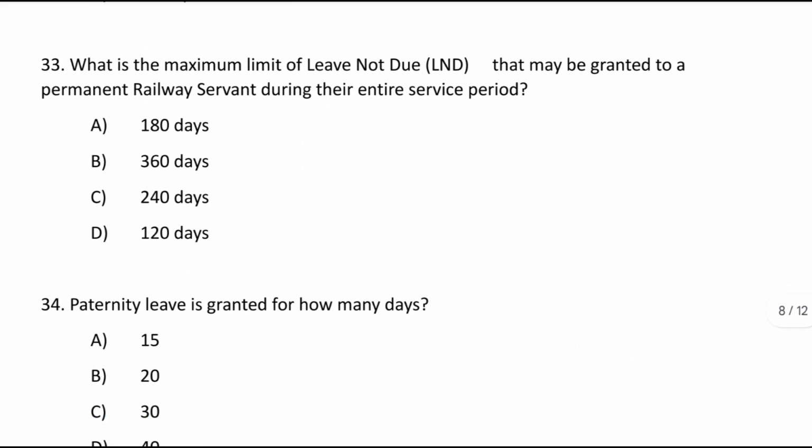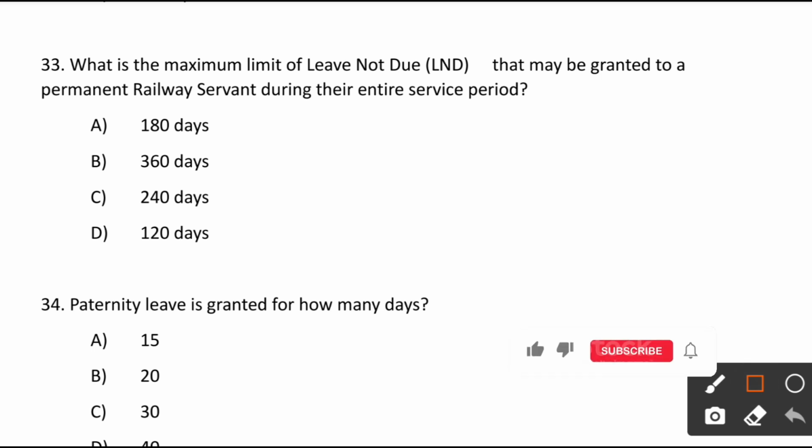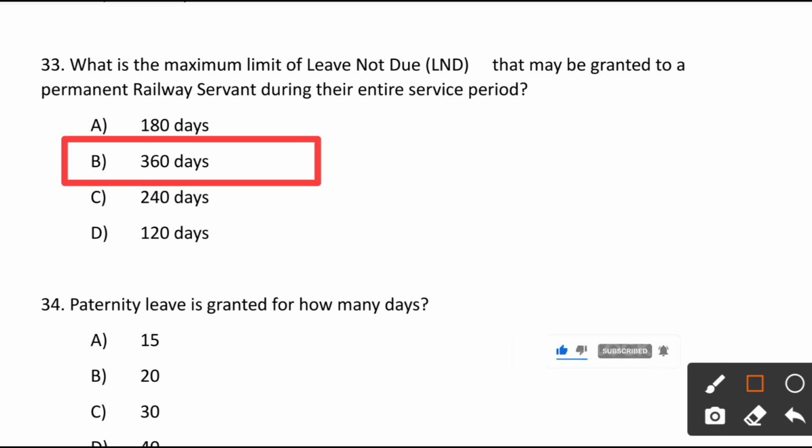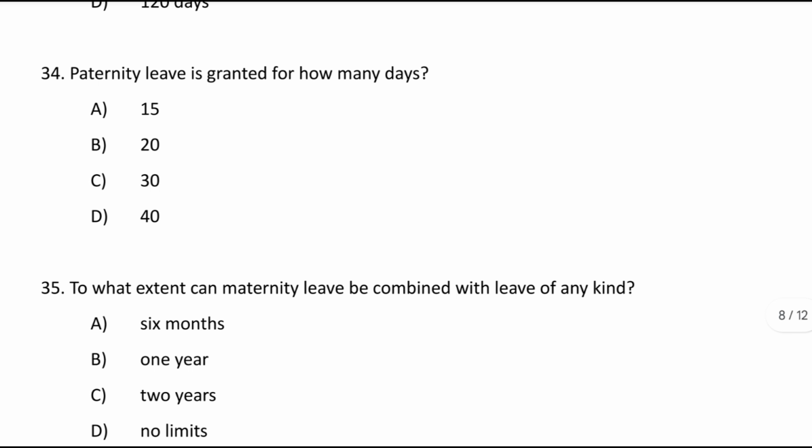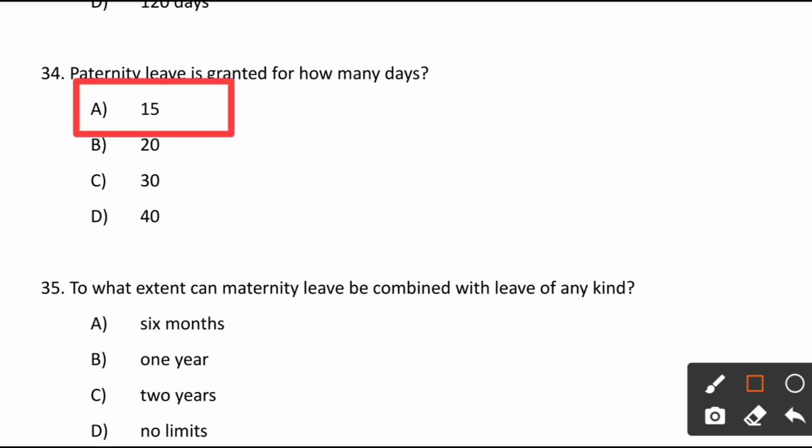33. What is the maximum limit of leave not due (LND) that may be granted to a permanent railway servant during their entire service period? A. 180 days. B. 360 days. C. 240 days. D. 120 days. In this question, the correct answer is B. 360 days. 34. Paternity leave is granted for how many days? A. 15. B. 20. C. 30. D. 40. In this question, the correct answer is A.